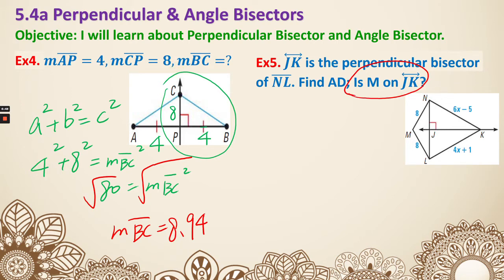We can clearly see that JK is the perpendicular bisector, so that means these two parts are the same, and it is asking, is M on JK? So we know that is perpendicular. We also know these two parts are the same. We can clearly see the 8 is the same. That means this point is on the perpendicular bisector. That is by the converse of perpendicular bisector theorem. That is example 5.